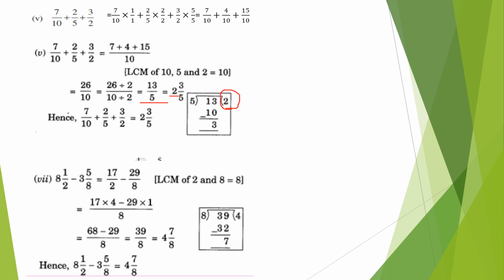Now in this step, both the denominators are the same. So subtract the numerators and keep the same denominator. So we get 68 minus 29 whole divided by 8, which is equal to 39 upon 8, which is an improper fraction. So we can convert it into a mixed fraction. While dividing 39 by 8, the quotient is 4. So we can write the whole number as 4. So 39 by 8 is equal to 4 integer 7 by 8.